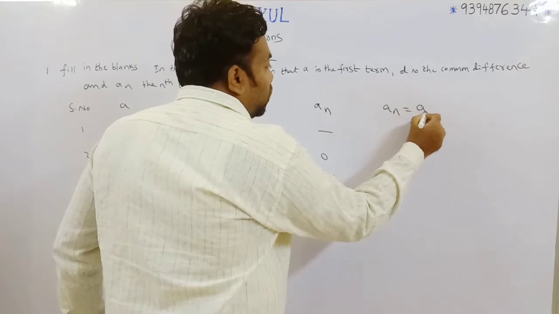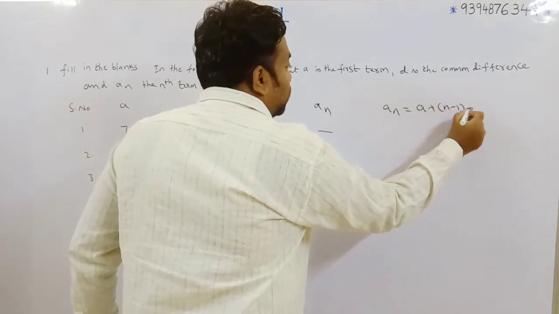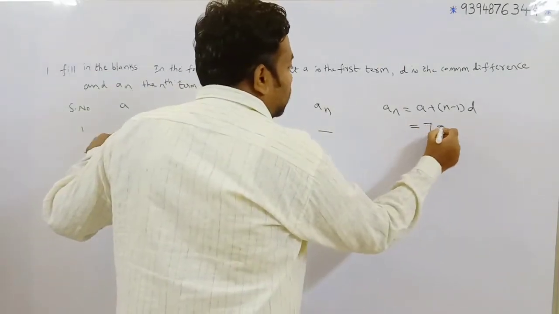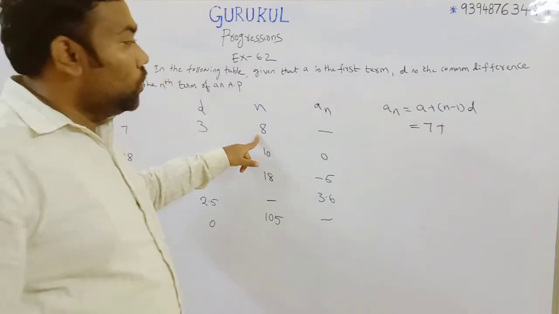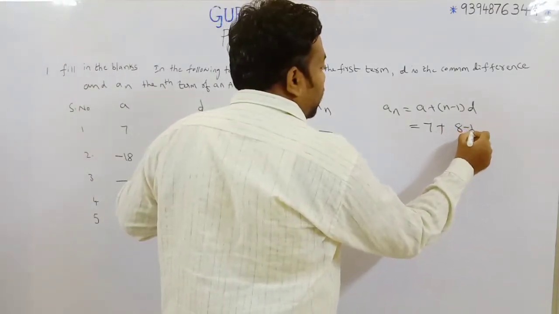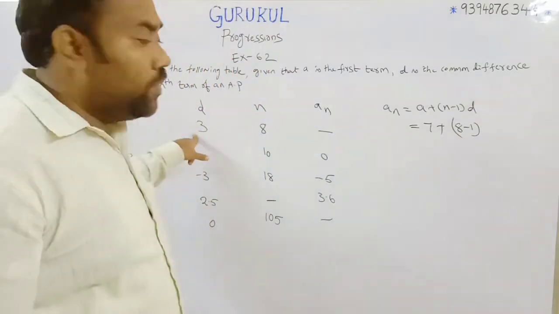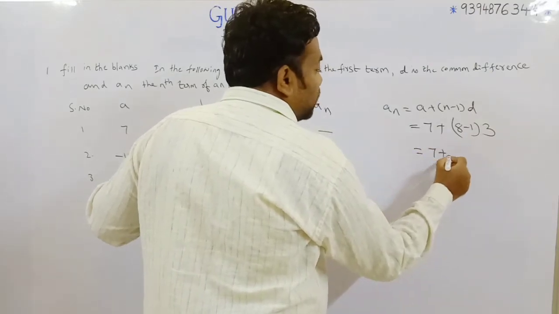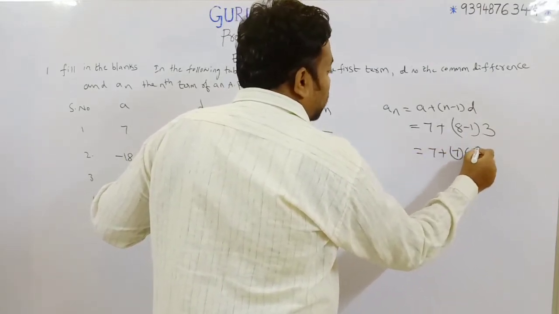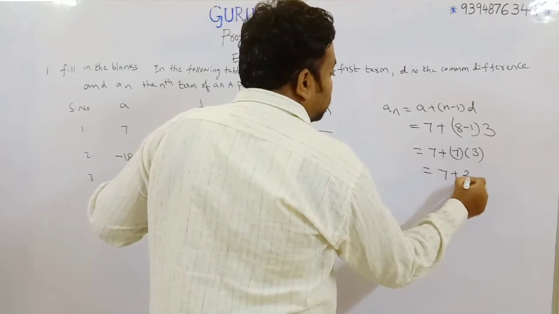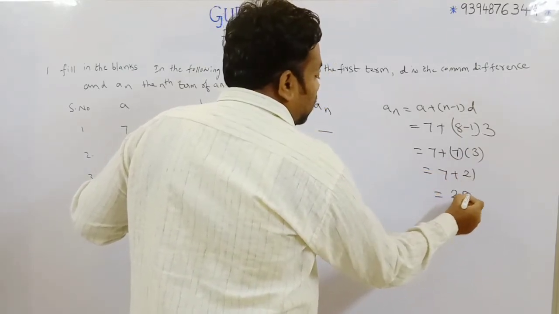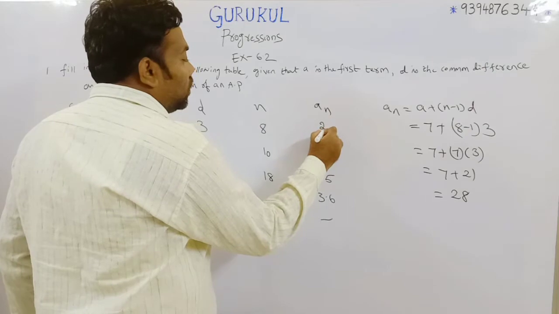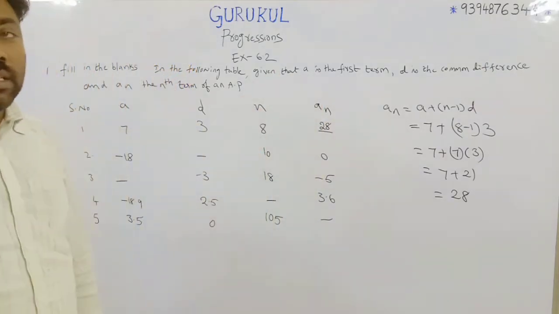an equal to a plus n minus 1 into d. Here a value 7 plus n value 8, 8 minus 1 into common difference 3. 7 plus 8 minus 1, 7, into 3. 7 plus 7 into 3, 21. 21 plus 7 equal to 28. So, an equal to 28. This is the first one.